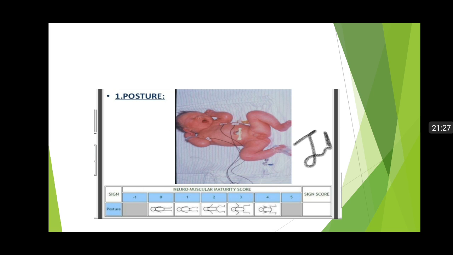In this particular image we can see that the newborn has attained the posture of full flexion at all the joints, at elbow, at hip, at knee, even the fist is maintained. Then it can be scored as 4.